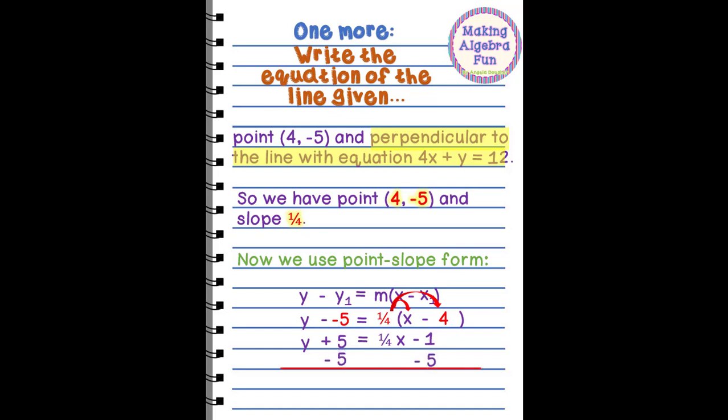And now I subtract 5 from both sides to finish this up. And you just combine that -1 and -5 to get -6. So you now have your equation in slope-intercept form.